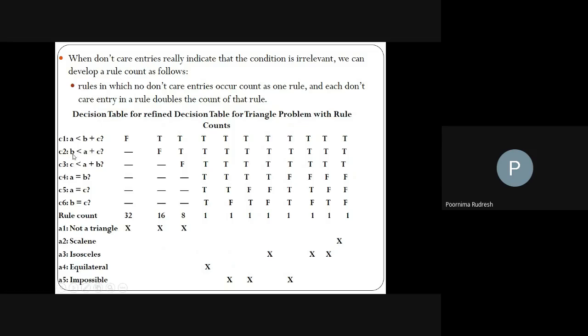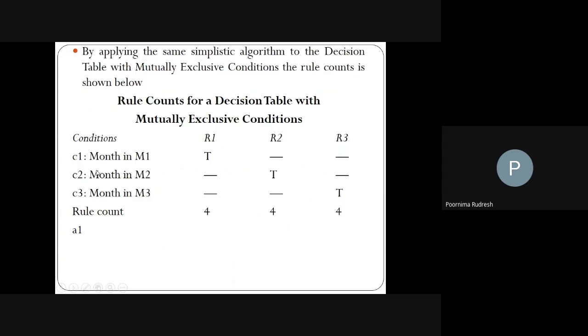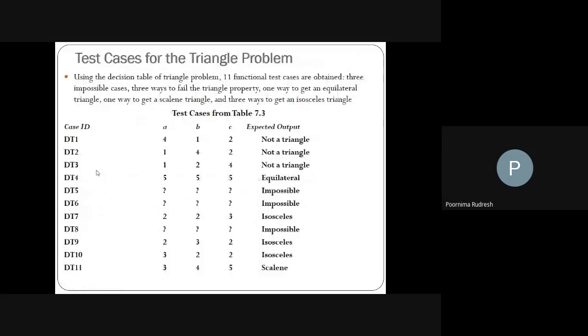Similarly, we are considering the B value and C value. B should be less than A plus C, and C should be less than A plus B. So we are considering these three cases. See here, in the first case, is A less than B plus C? No, it is false. In this case, A is greater than B plus C. So that condition is not satisfied, and hence it is not possible to construct the triangle because the A is less than B plus C condition has failed.